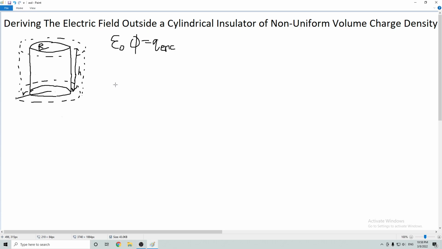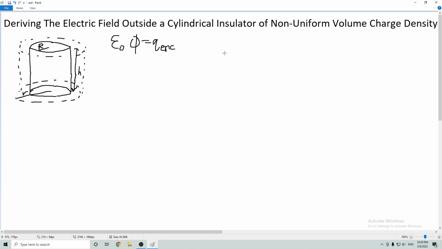Okay, so today we'll be deriving the electric field outside a cylindrical insulator of non-uniform volume charge density. So here in the solid line cylinder, we have the cylindrical insulator with a radius big R and height h. And in this dotted line over here, we have the Gaussian surface, also in the shape of a cylinder with radius small r. So this insulator has non-uniform volume charge density.